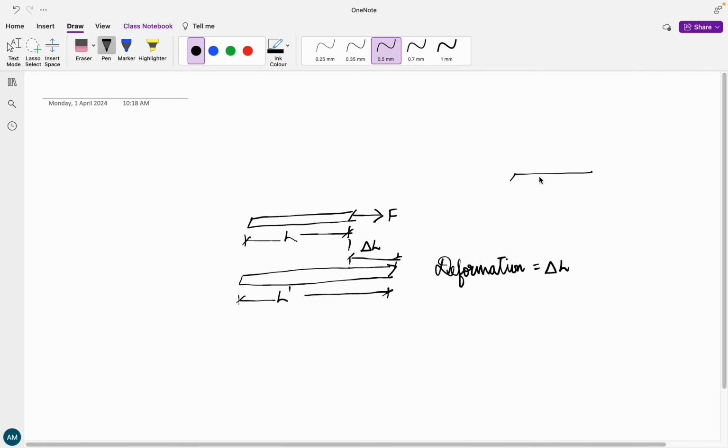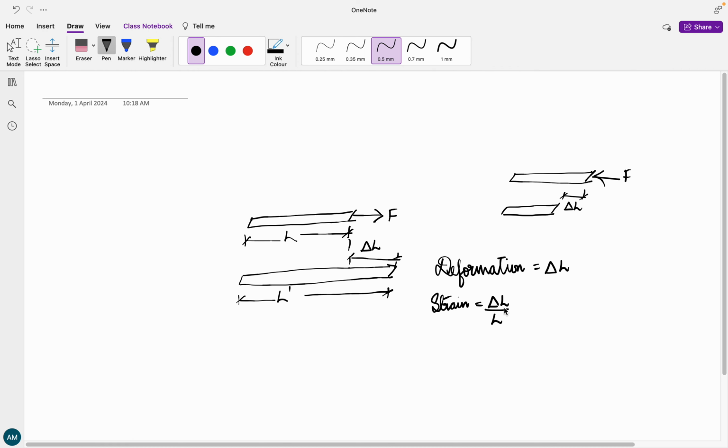I'll give you an example for negative deformation. Say I apply a force like this, and after the application of force my body becomes like this, then this is the negative deformation. Here we are talking about elongation, positive deformation, and strain is nothing but delta L divided by L. Please remember, we will not be having any units for strain.